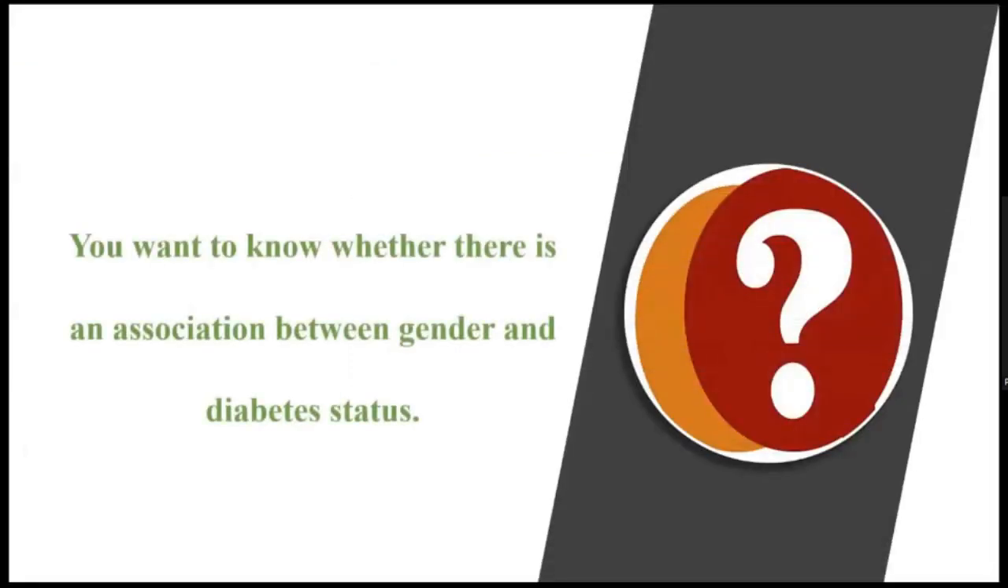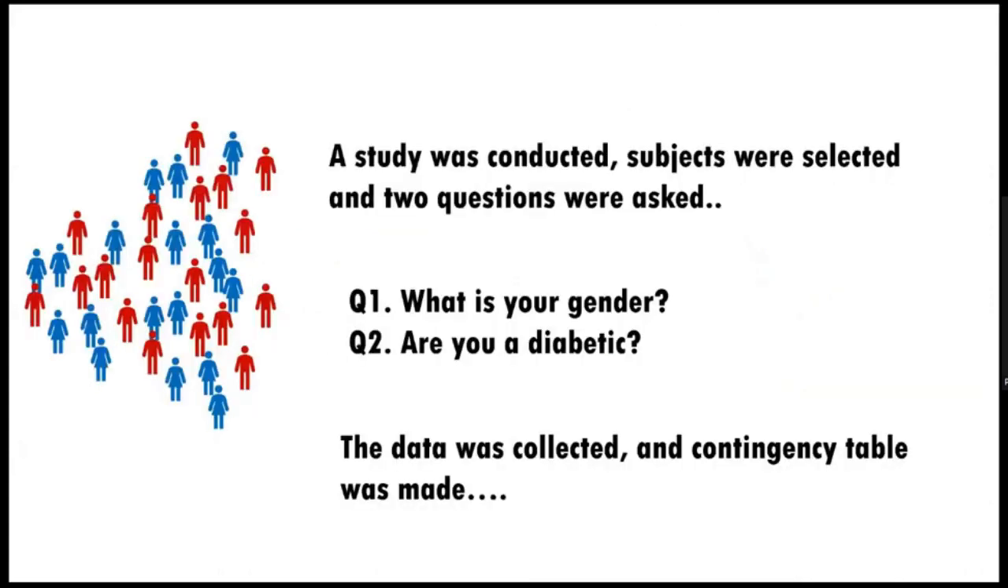Like if the research question is, if I want to know whether there is any association between gender and diabetes status, gender can be categorized as male and female, and diabetes as presence or absence of diabetes. Let's see this hypothetical example. Count all samples to be a part of your study sample. I have conducted a study and asked only 2 questions from these study subjects: what is your gender and are you a diabetic or not? So I have collected the data and made a contingency table.